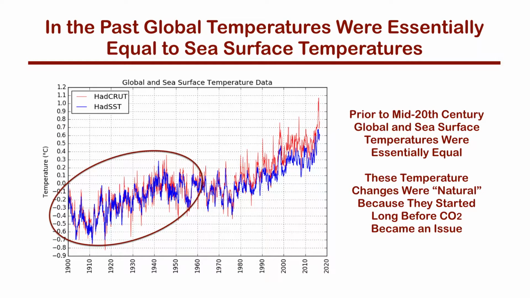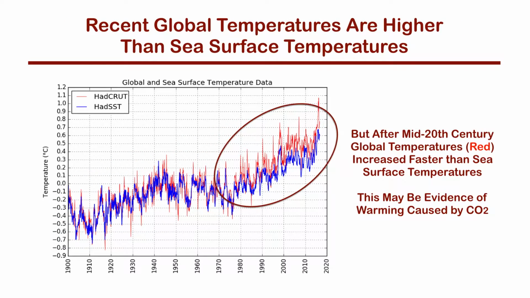As we can see in the first half of the data, the first century of the data, the sea surface temperature data and the global temperature data were essentially the same. It's true they wiggled up and down and so forth, but basically they wiggled up and down together. And you can see these temperature changes shown inside this ellipse were completely natural because they started long before CO2 became an issue. But after the mid-20th century, global temperatures, which is the red curve, rose faster than the sea surface temperatures.